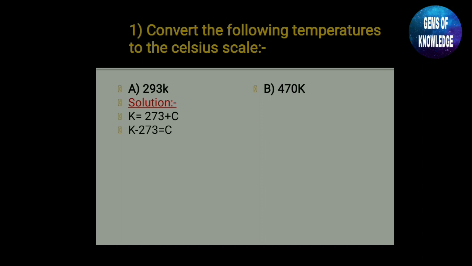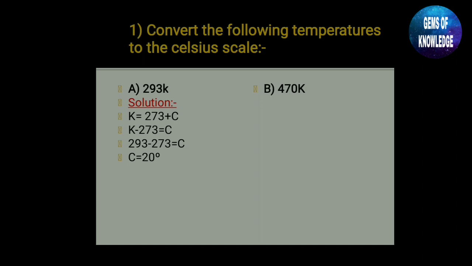Why have they taken minus 273? Because 273 on the right side was positive. When you move that 273 to the left side, it becomes negative. So K minus 273 will be equal to C. The value of K has been given already. Substitute the value: K is nothing but 293, so 293 minus 273 equals C. After subtracting, the answer is 20. So C is equal to 20 degrees.